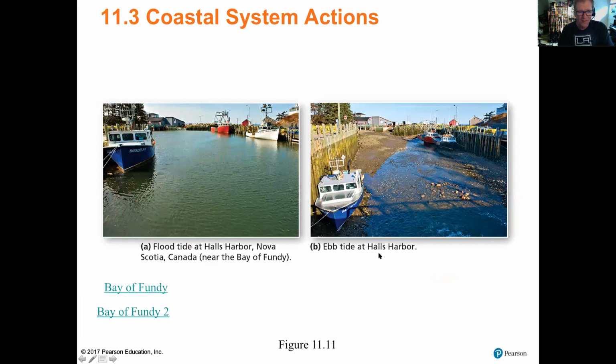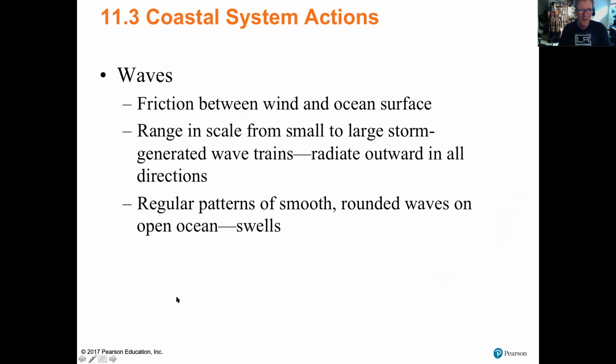And here's an example, Nova Scotia, which is near the Bay of Fundy, so there it is at high tide, and there it is at low tide. And watch these in the weekly module, because these are time lapse, and it's pretty cool how it works. Okay, so we'll stop there and do waves in the next section.